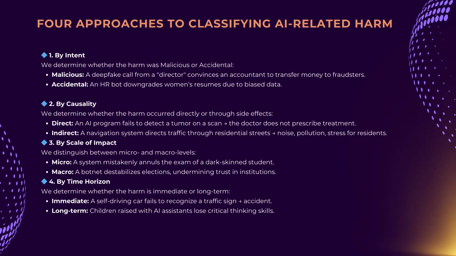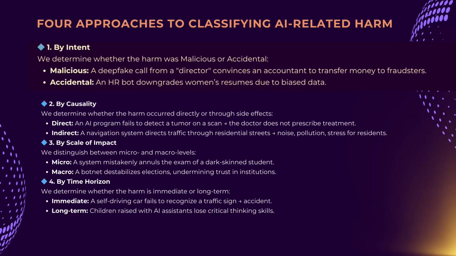Let's examine harm from the perspective of four approaches to its classification. By intent, malicious or accidental. If the harm was the desired result of the actions of the developer or operator of the AI system, it is classified as malicious. For example, a generated voice of a director over the phone causes an accountant to transfer money to malicious actors. If the harm arose as a side effect of the model's operation, it can be considered accidental. For example, an HR bot lowers the rating of women's resumes because it was trained on skewed data.